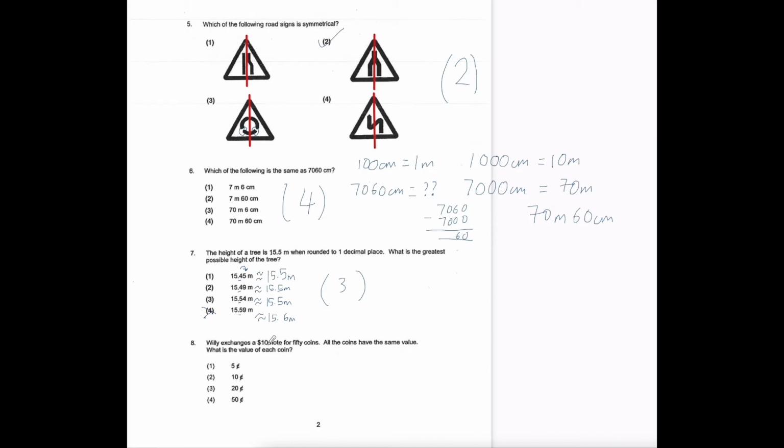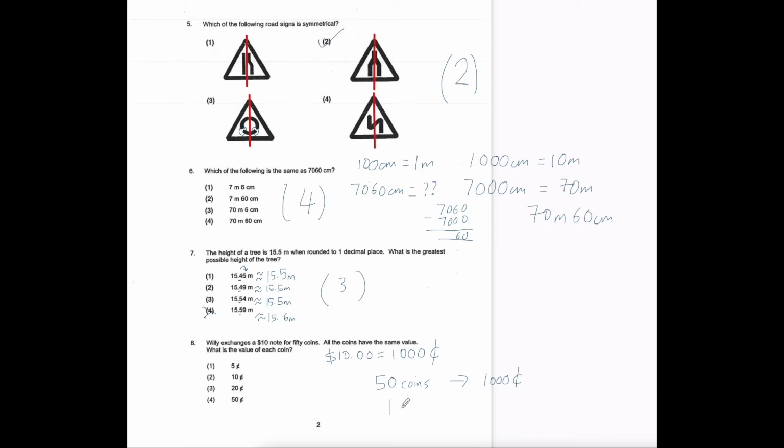Willie exchanges a $10 note for 50 coins. So all the coins have the same value. So it's either 5 cents, 10 cents, 20 cents, or 50 cents. And let's change $10 into cents, okay? So that we can handle it easily. So we change all to the same units since we're dealing with cents. So 50 coins is the total, correct? $10 will give me 1000 cents.